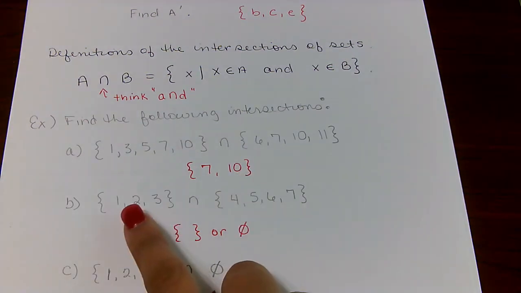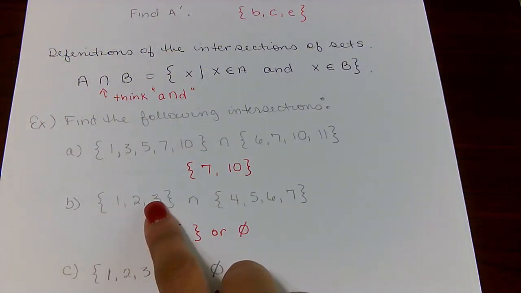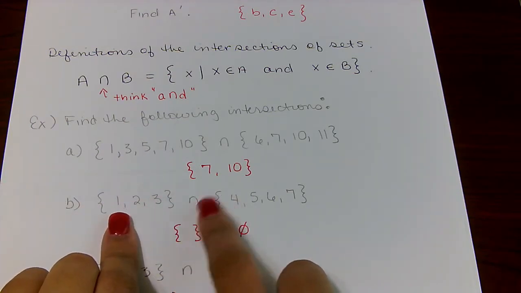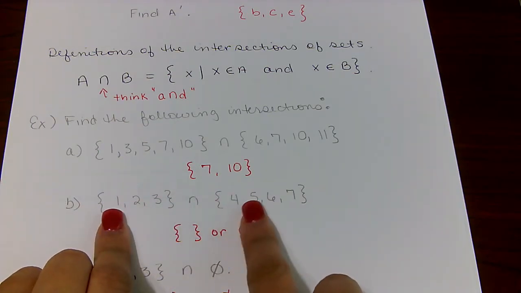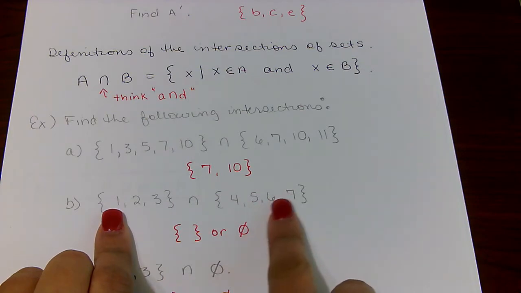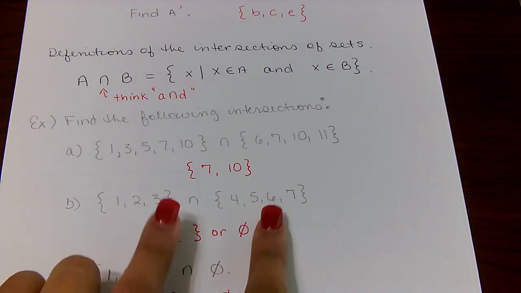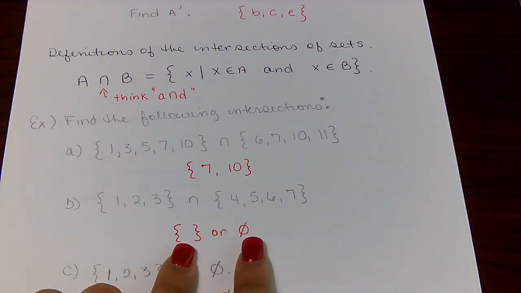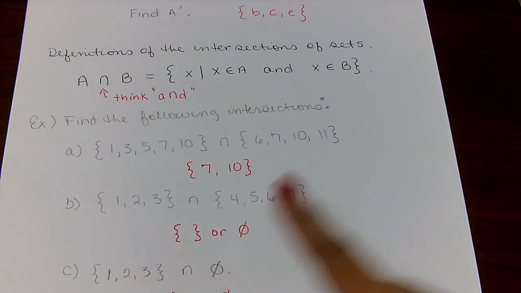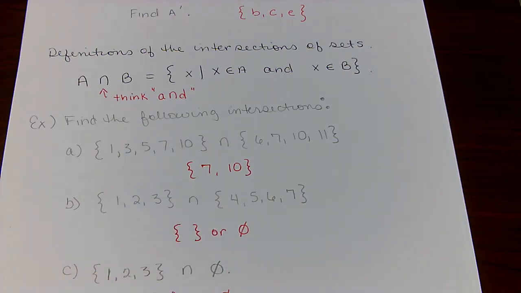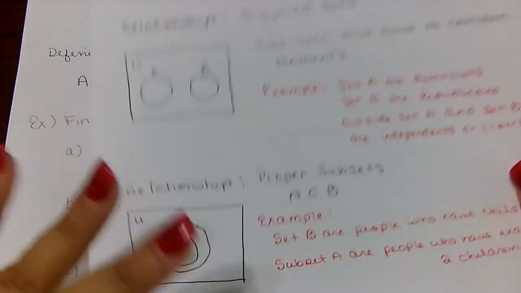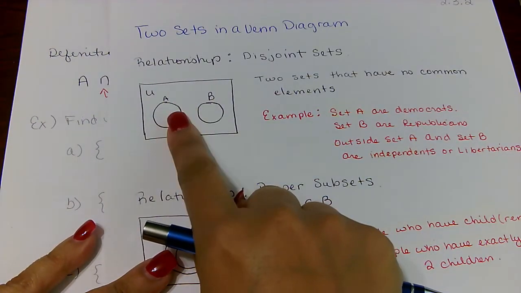Okay. For part B, we have our first set and our second set. So 1, not in the second set. 2, nope, and 3, not in the second set either. So in this case, we have no elements. This is an empty set. In other words, this would be like having a disjoint set, which we talked about earlier. There are no elements in common.